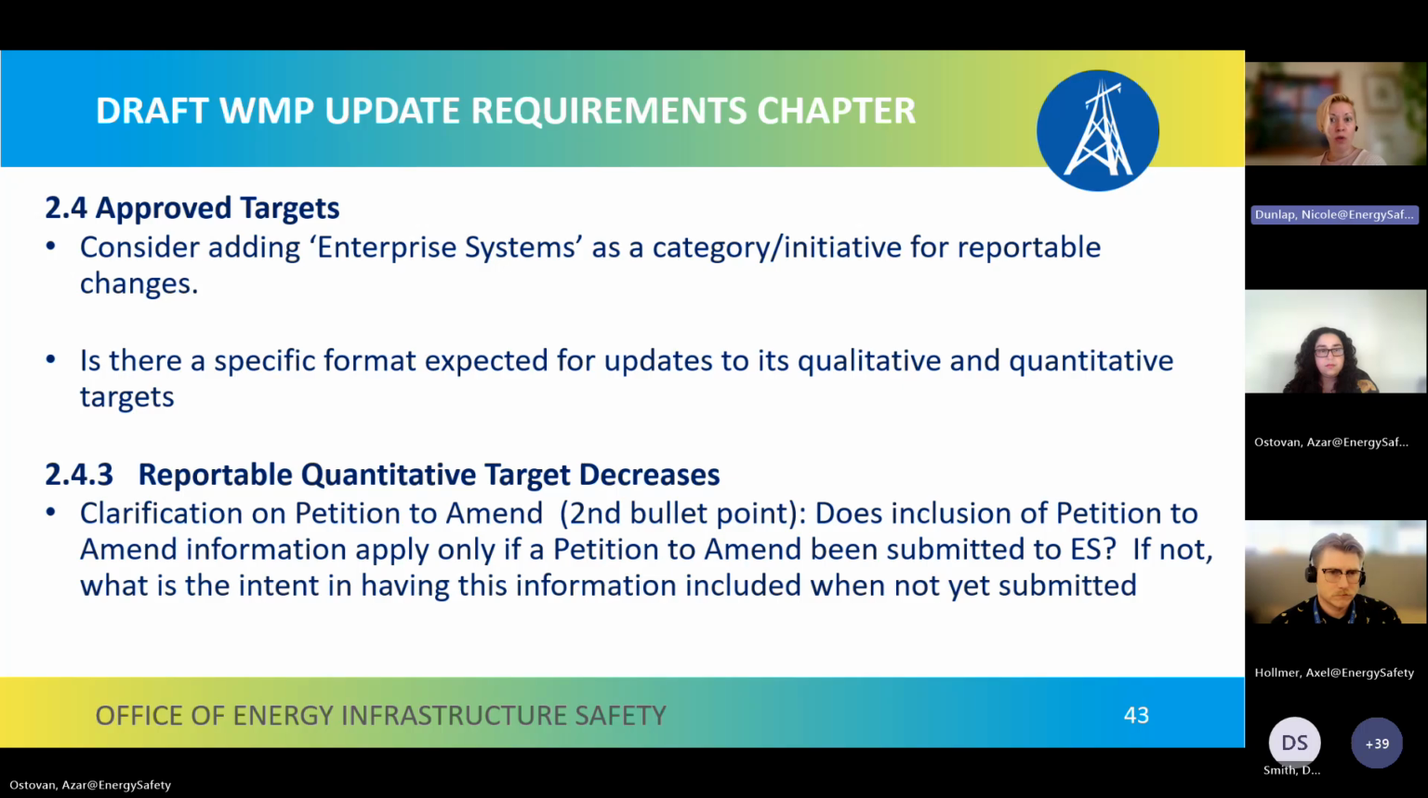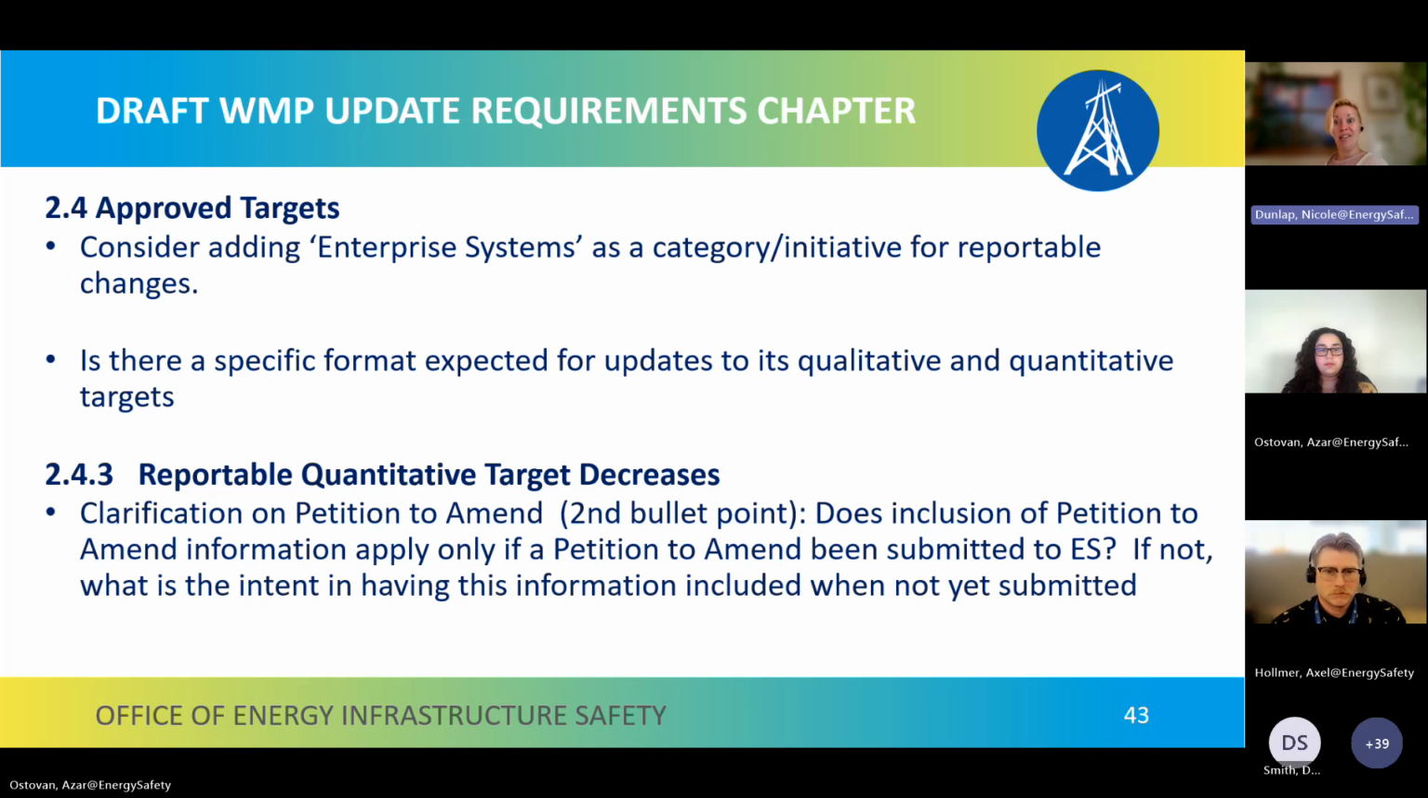And then reportable quantitative target decreases. Someone has asked for clarification on the petition to amend. We spoke on this a little bit earlier in the presentation, but just to reiterate, if an electrical corporation doesn't have a GRC decision in hand at the time of preparing your WMP update, then this allowance for decreasing a target due to a GRC decision simply doesn't apply.